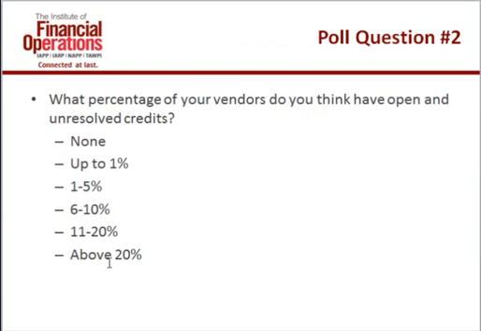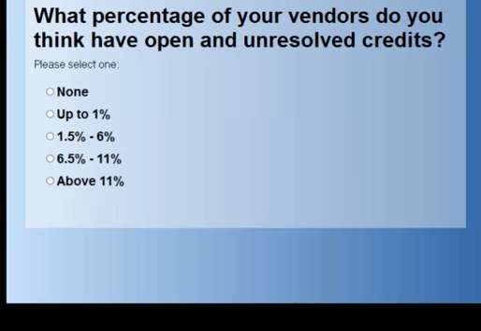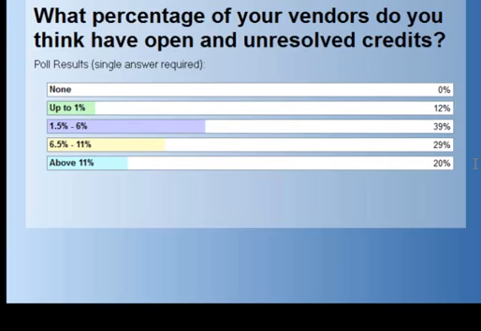So we have our next polling question. What percentage of your vendors do you think have open unresolved credits? Okay, and perhaps we can put the polling question up, Kim? We've got 20% that are 11 and above. We've got 29% between 6.5 and 11. We've got 39% at 1.5 to 6. And 12% are up to 1%. What's interesting, nobody is at 0. Okay, so everybody who's on this call recognizes that their vendors do have open credits.